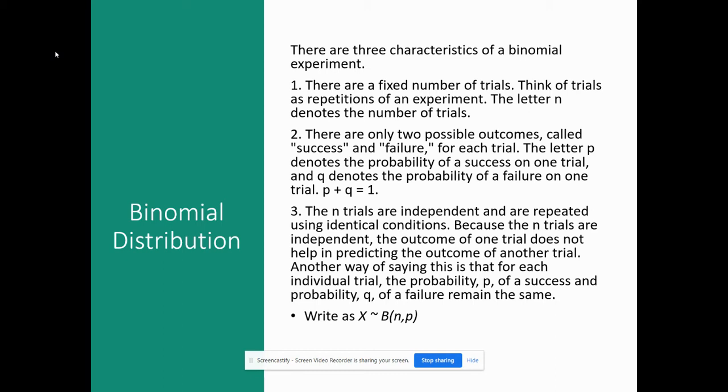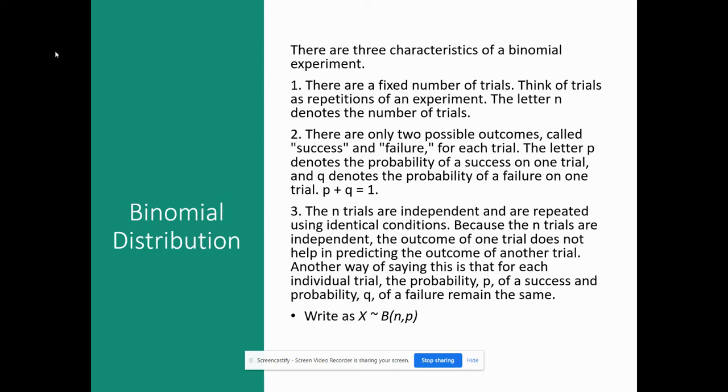We denote the probability of success as P, and Q as the probability of failure. So if you add P and Q together, you get 1. Remember, probabilities have to add up to 1. Right now we're looking for basically a yes or no, or a head or tail, and those probabilities are going to equal 1. For the N trials, they're independent and they are repeated using identical conditions.